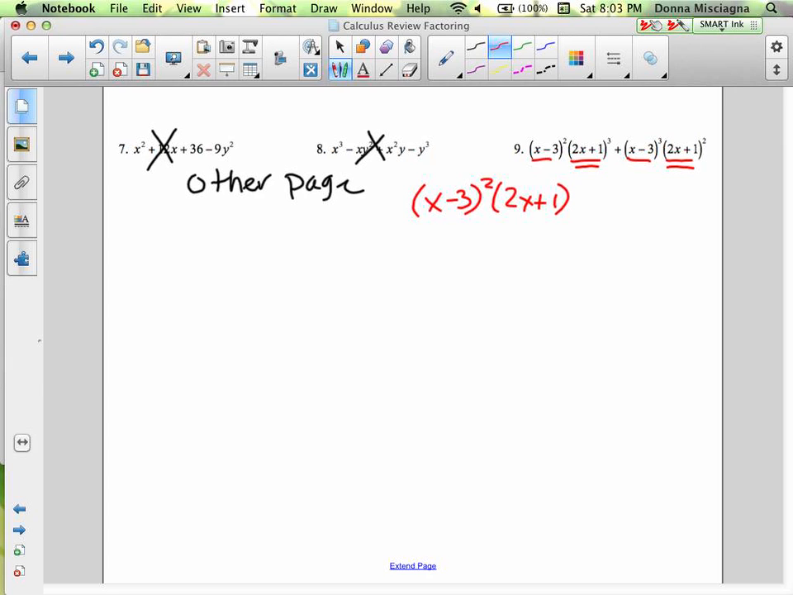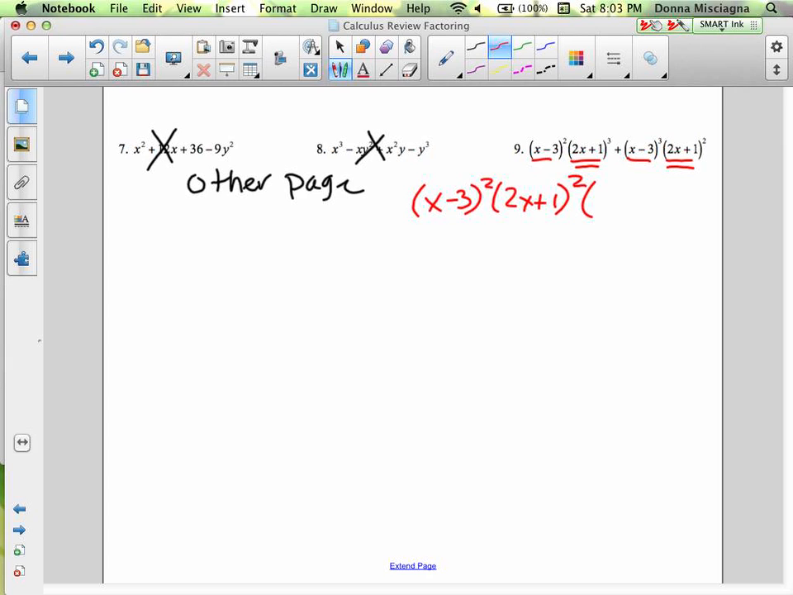It's going to be really important in a later lesson to be able to factor out repeating binomials. Otherwise, you're not going to be able to solve some of the equations we need to solve. And the solving is actually easy once you get it all simplified out. So we factored out 2 factors of x minus 3, 2 factors of 2x plus 1, because that second term there has 2 factors.